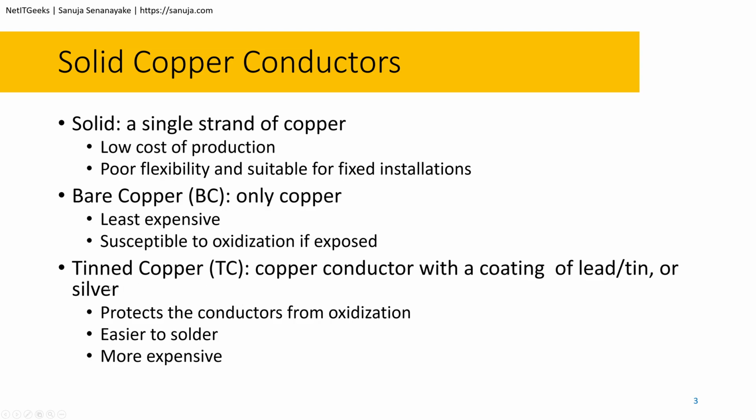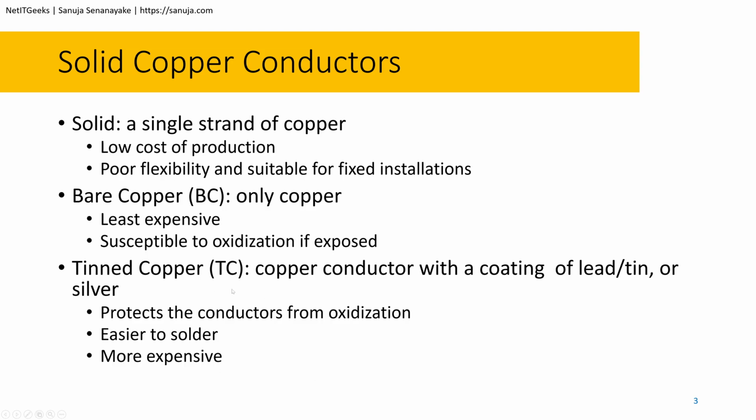Tin copper, as the title says, has copper conductors with a coating typically made out of tin, but it could be lead and it could also be silver. Nowadays, as of 2022, I don't know which cable manufacturer actually uses lead, so it's most likely going to be just tin or silver. And this protects the conductors from oxidizing when exposed to environmental factors.